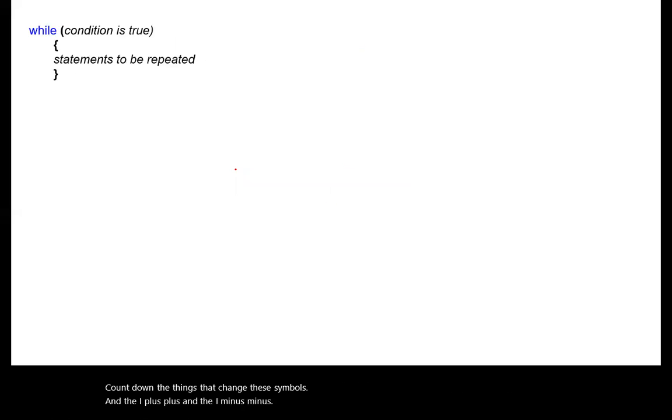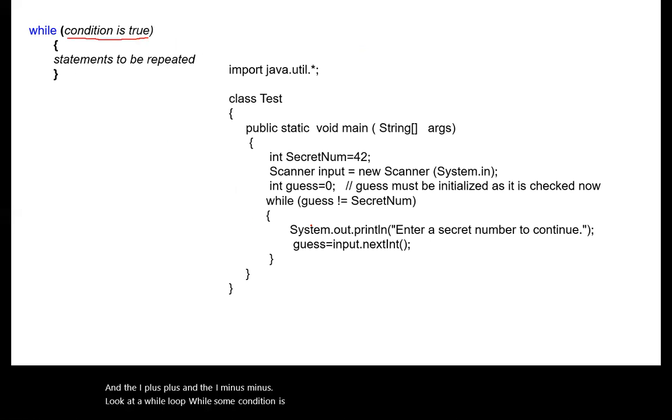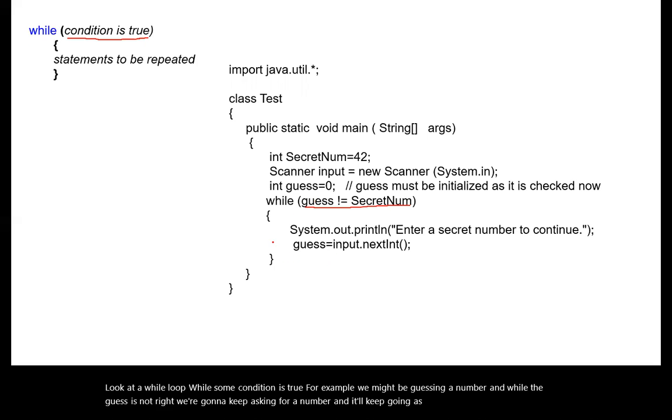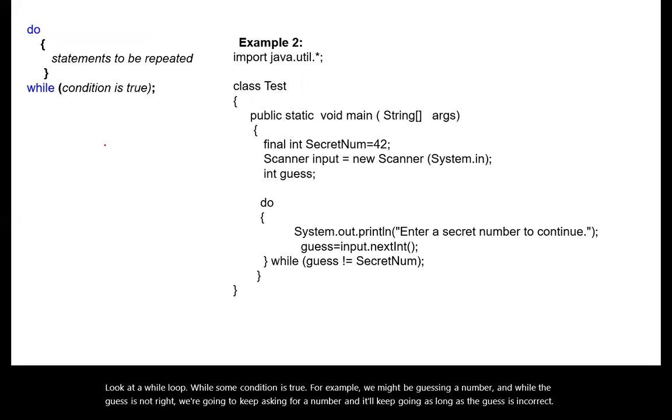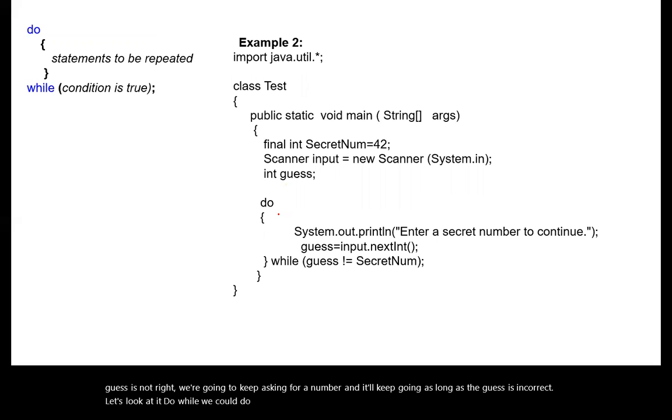Let's look at a while loop. While some condition is true. For example, we might be guessing a number, and while the guess is not right, we're going to keep asking for a number. And it'll keep going as long as the guess is incorrect. Let's look at a do while. We could do the same thing we did before and do while the guess is not correct.